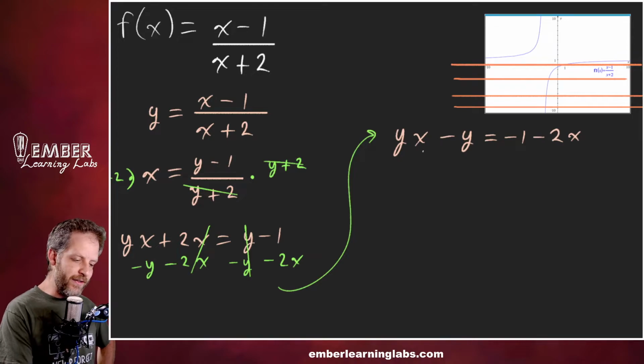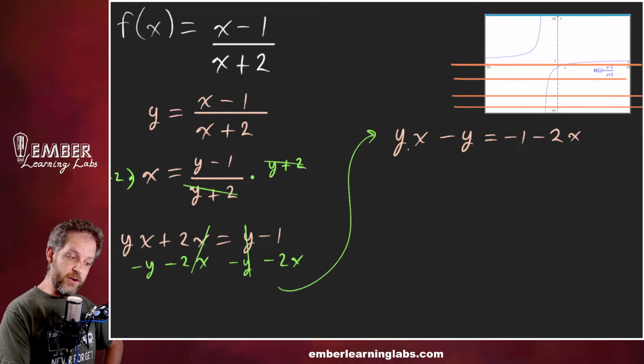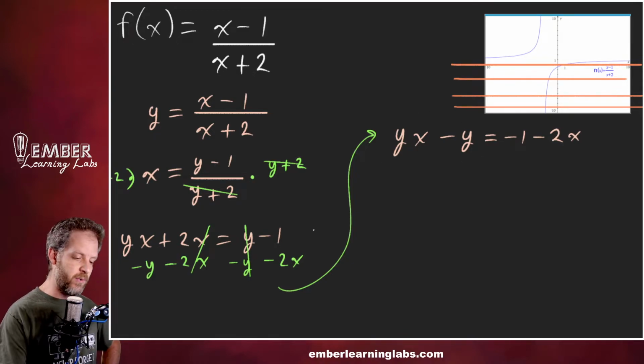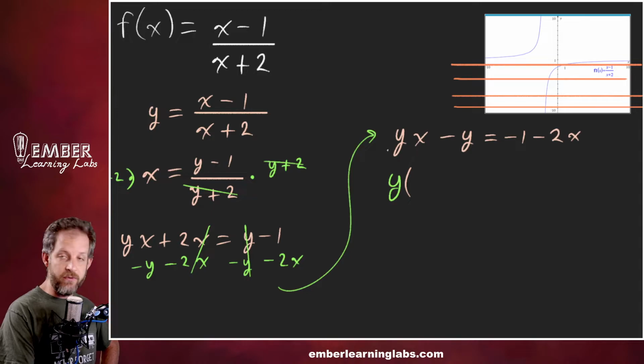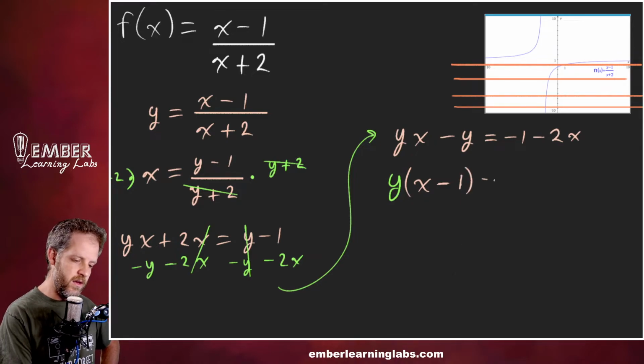So over here, we've got all the y terms, and over here, we've got the things that don't have a y, right? So what we can do now is factor a y out because both of these terms have a y. So we're going to factor a y out, and then write down what's left. When we factor a y out of this, what's left is an x. And when we divide y by y, we have a 1, right? That equals -1 minus 2x.